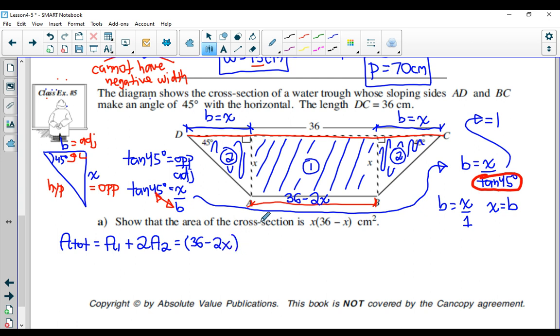And then we're going to multiply by the width, we can call it base and height. So it's base times height. So the base is 36 minus 2x. The height is x. And then plus 2 times, okay, the area of a triangle is base times height divided by 2. So the base is x. The height is also x. So x times x. And then area of a triangle is base times height divided by 2.